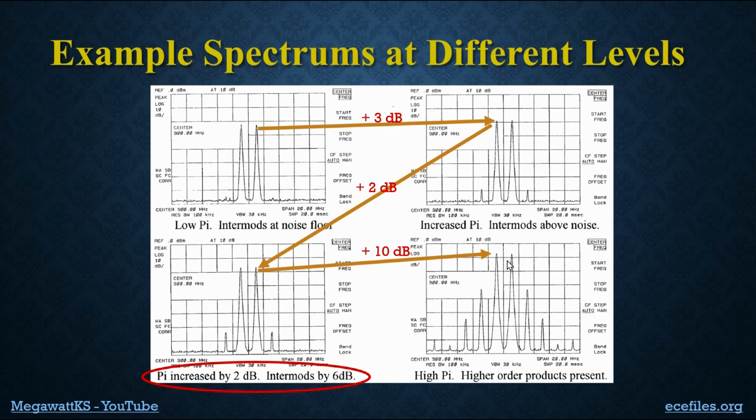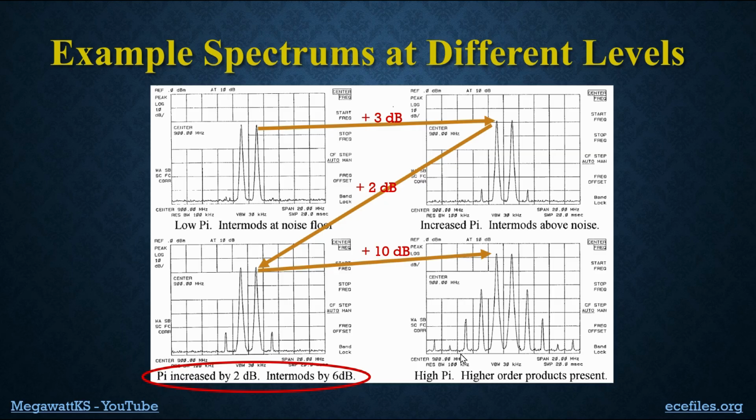Oh, look. Looks to me like I went up by 10 dB, yep, plus 10. And what happened to the intermods? Well, they were down here, so should they go up by 30 dB? That would take us to, let's see, right here. Oh, that's where they went. But look, now there's some other guys. These are called 5th order intermod products.